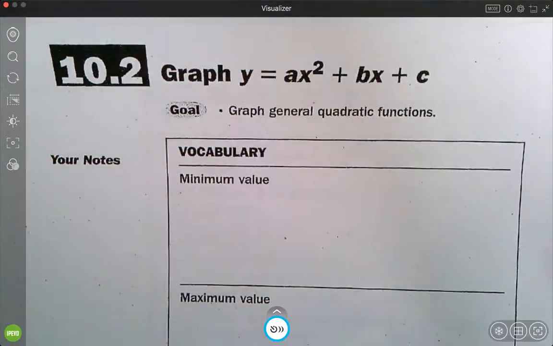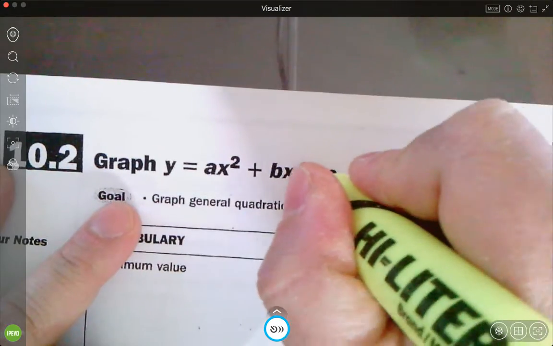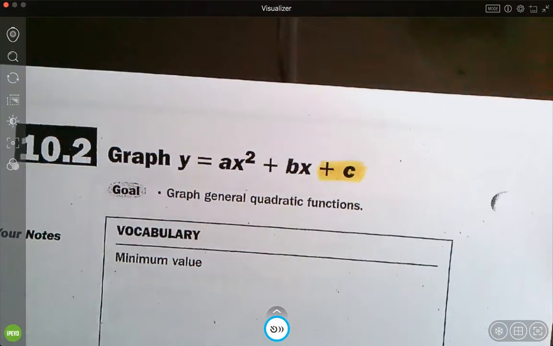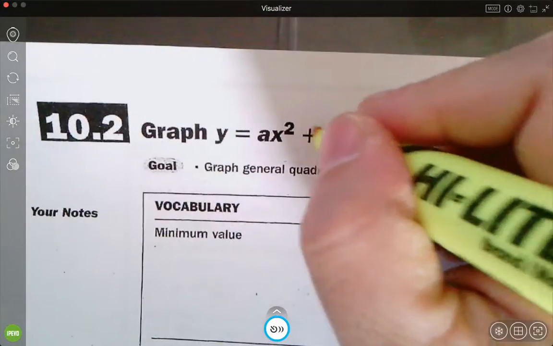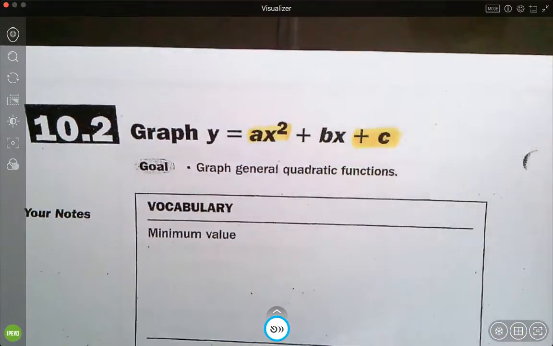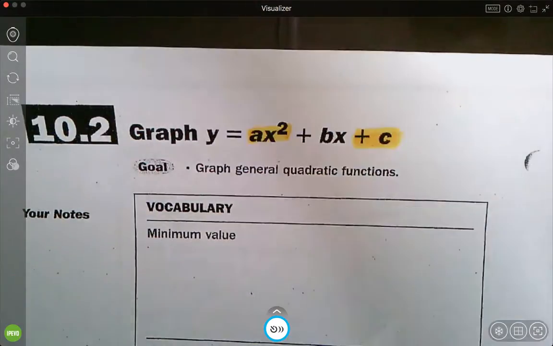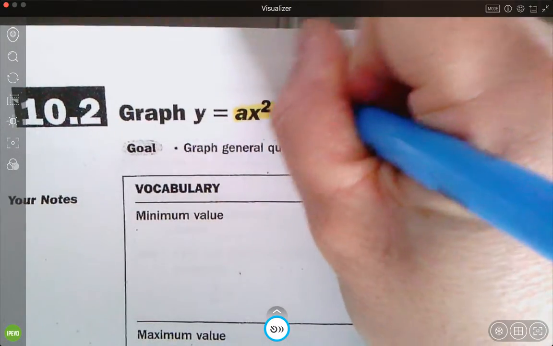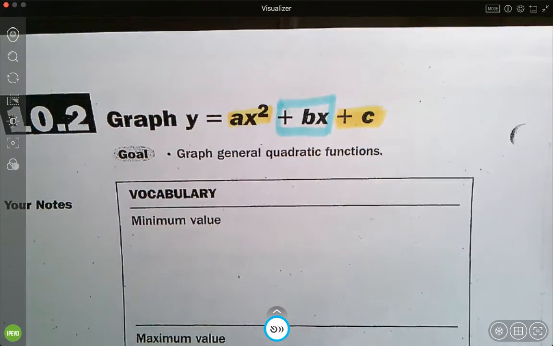So again, the part that we're adding new this week and we're going to get deeper into is that plus c part. Okay, so I'm sorry, not the plus c part. That's what we did last week. Let me highlight it. The new part here is the bx term. So that's the new part for this lesson.